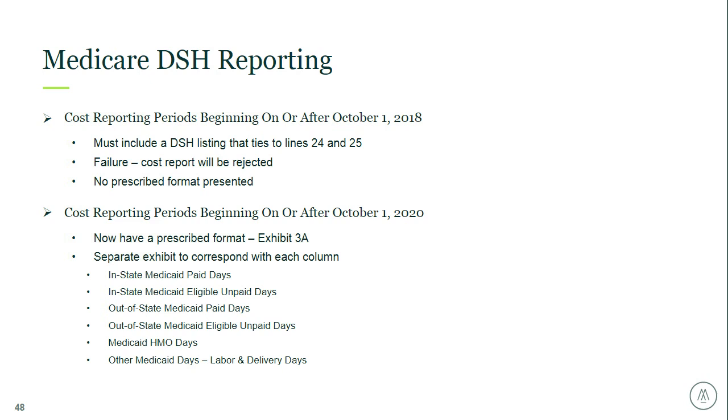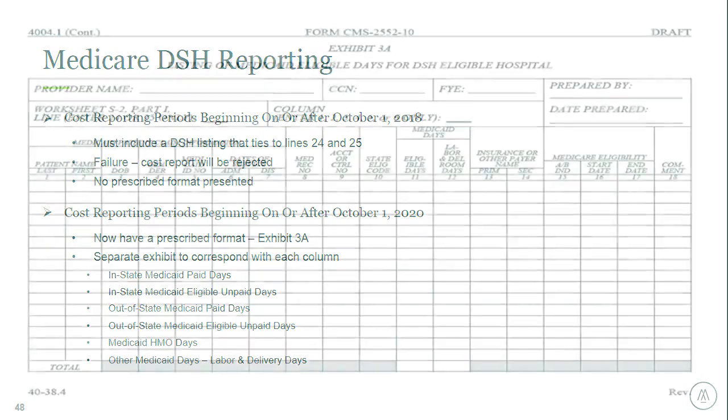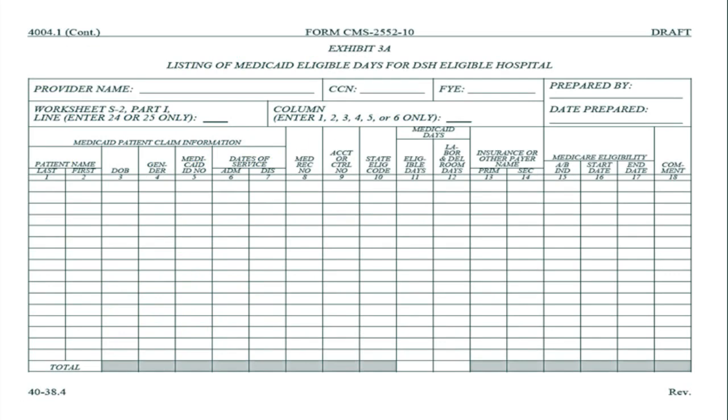And now, fast forward to changes presented in the Federal Register in November 2020, and CMS has clarified what it's looking for and is implementing a new exhibit called Exhibit 3A for cost reporting periods beginning on or after October 1 of 2020. And here's a copy of the exhibit, and I want you to notice first at the top that there'll be a separate exhibit required for each column of line 24 or 25 on S2.